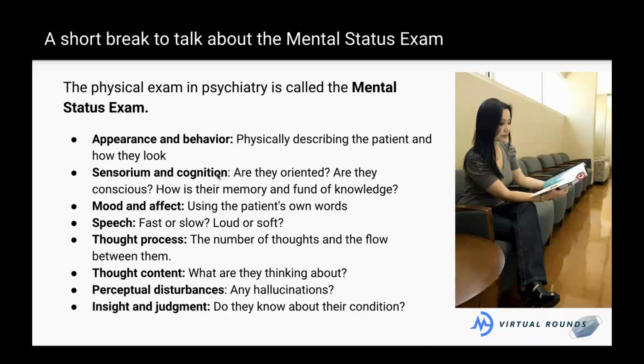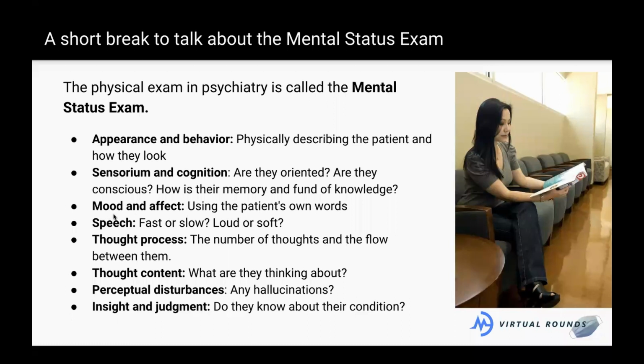Sensorium and cognition are where we hear about "alert and oriented." Does she know where she is, what year it is, what her name is? We want to ask all of those questions to orient her. Sometimes patients come in completely zonked out. Is she even conscious? How is their memory, their fund of knowledge? If I asked her a question and then 5 minutes later asked her the same question, would she answer it like it was brand new, or would she seem like she had just forgotten what I had asked?